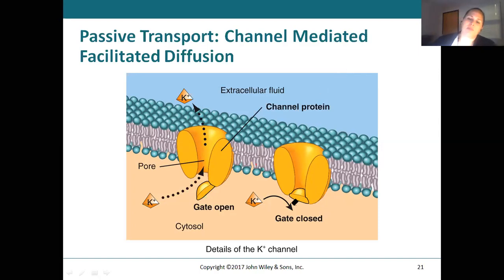And we'll talk about what actually mediates that channel being open and closed when we get to talking about the central nervous system. I think we've got plenty of other parts of the topic to talk about here. Okay, so that's channel-mediated facilitated diffusion.